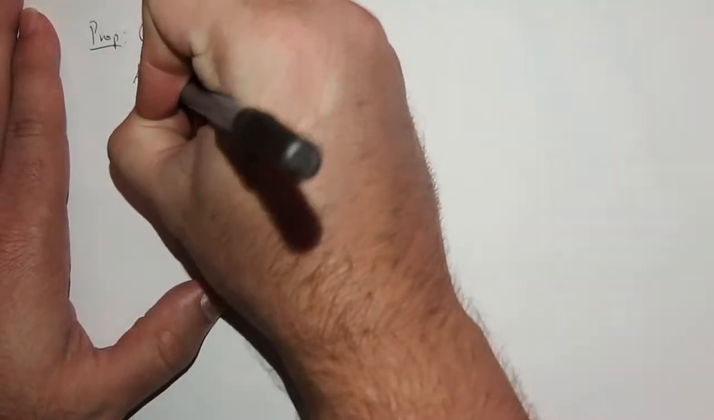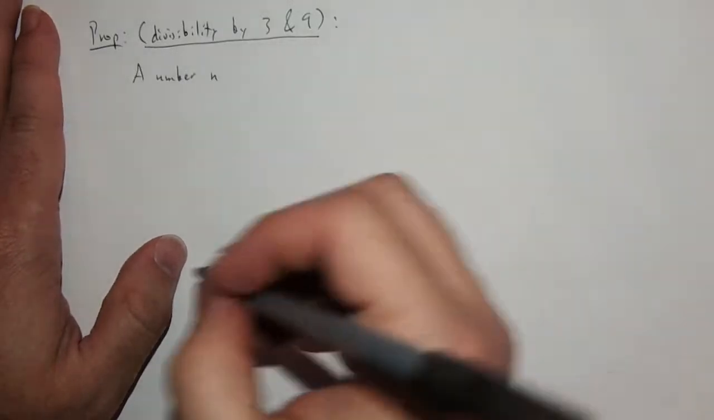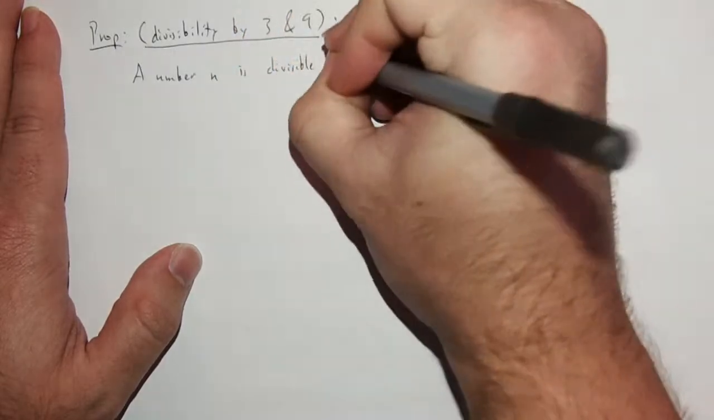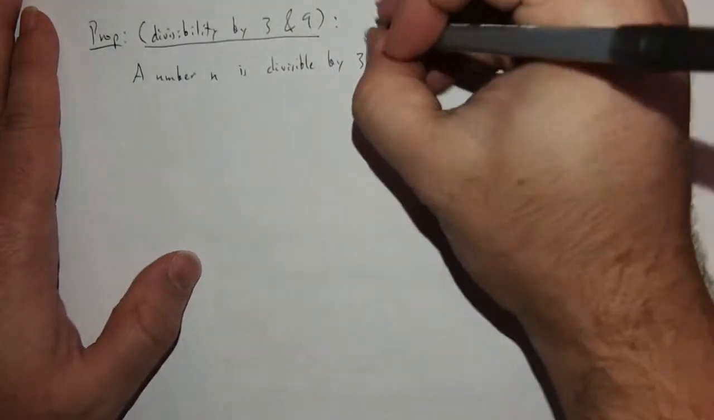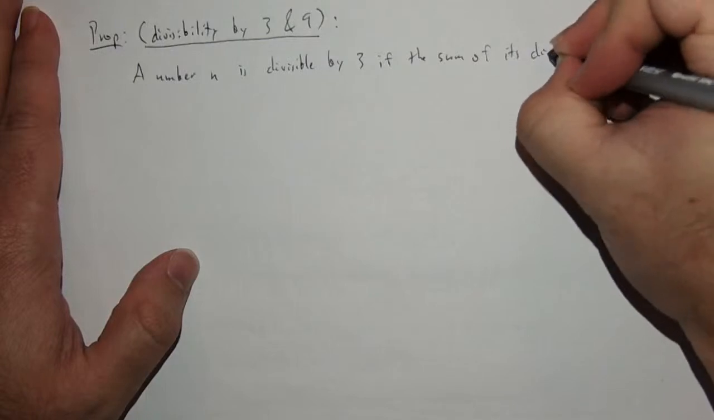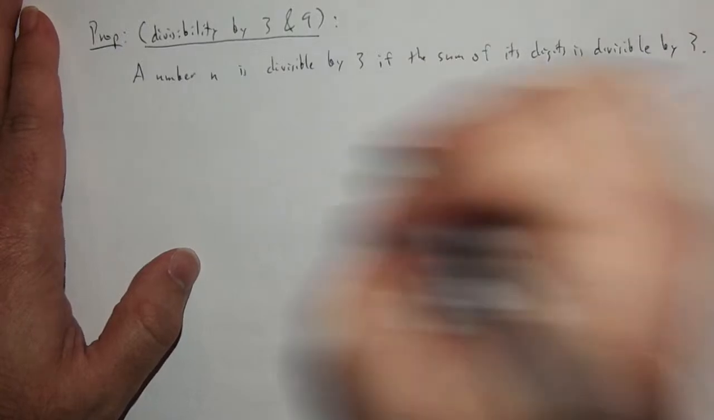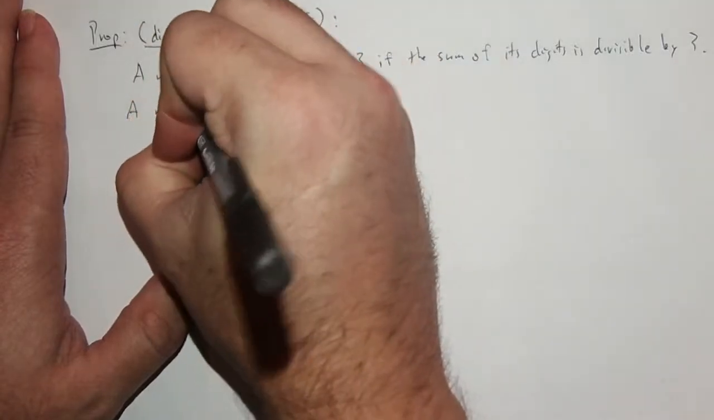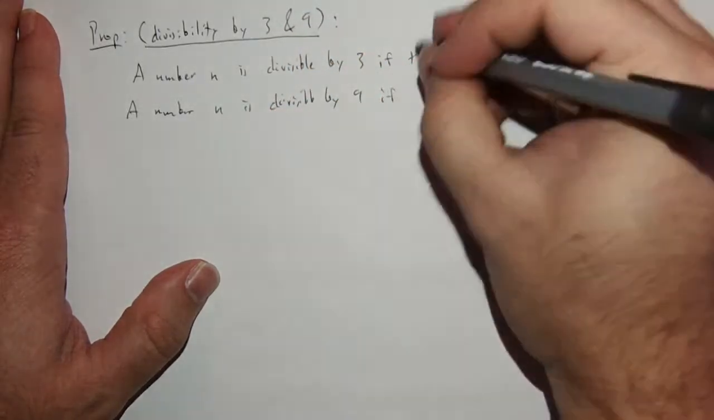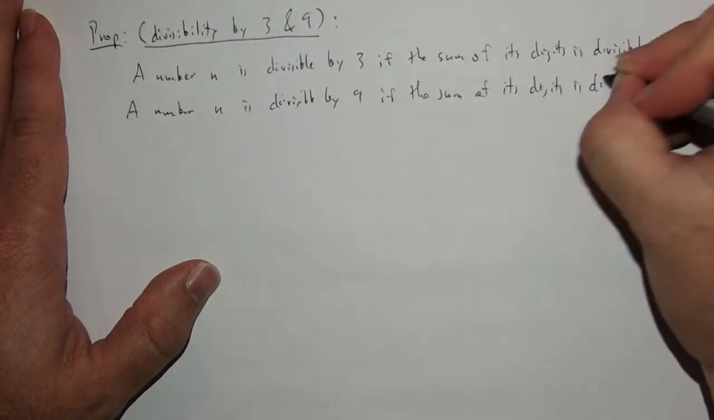So a number n is divisible by 3 if the sum of its digits is divisible by 3. And a number n is divisible by 9 if the sum of its digits is divisible by 9.